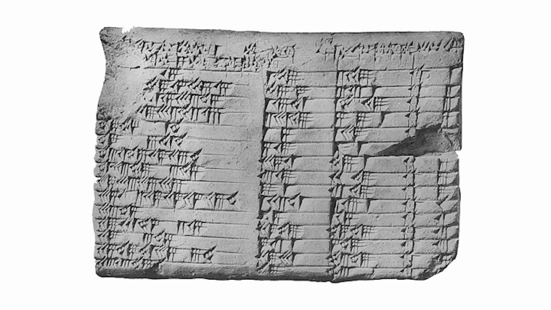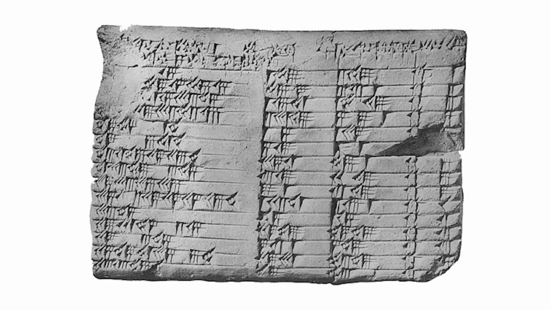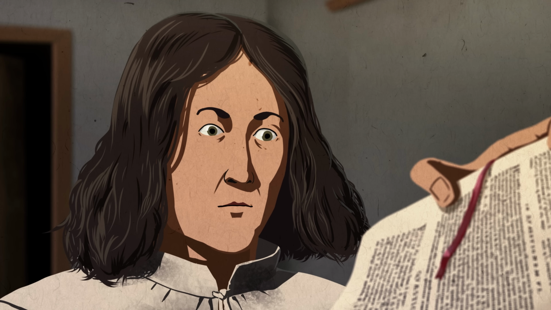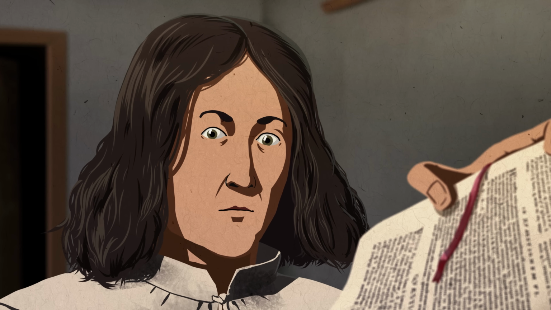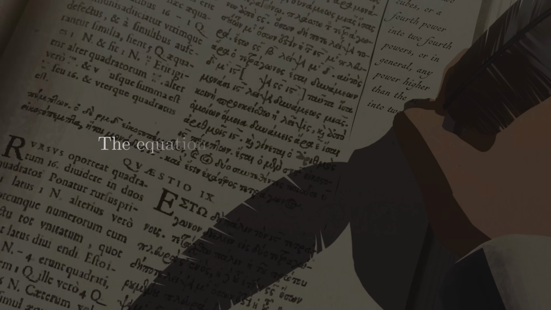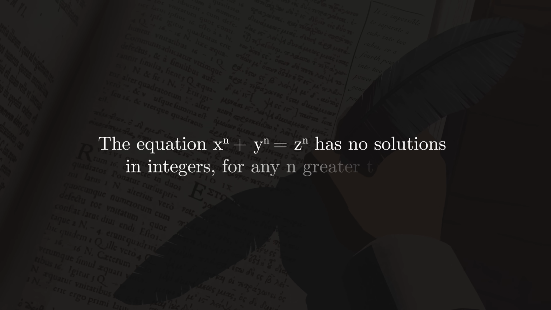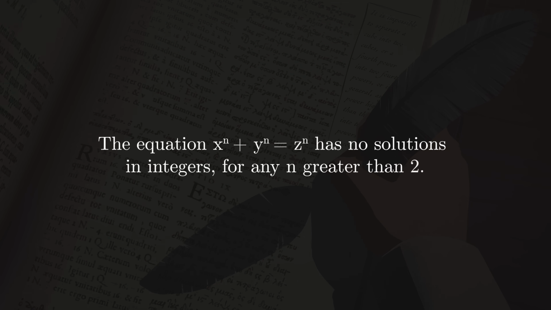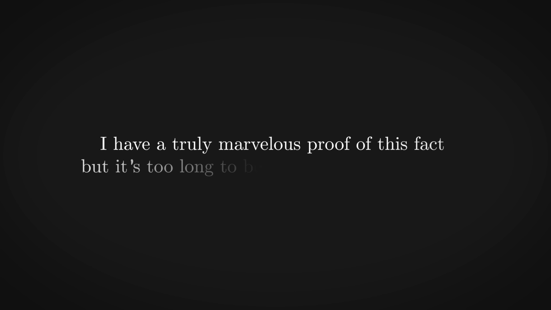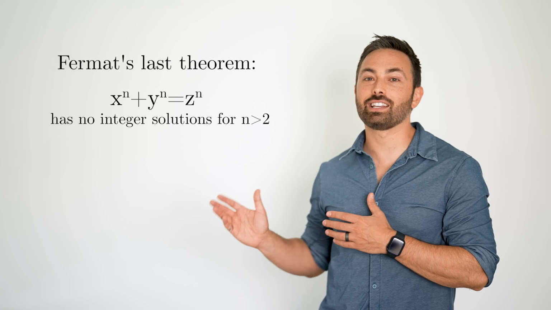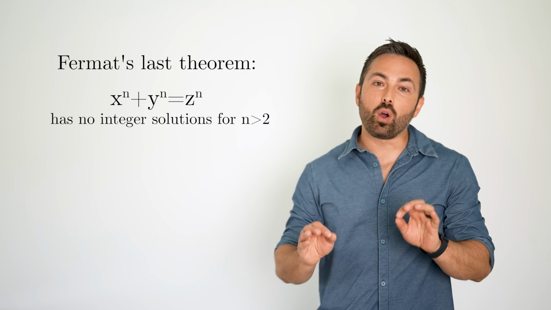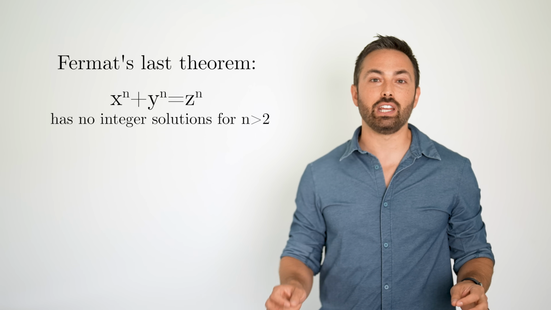Right next to Diophantus's discussion of the Pythagorean theorem, Fermat writes a statement that will go down in history as one of the most infamous of all time. The equation x to the n plus y to the n equals z to the n has no solutions in integers for any n greater than 2. I have a truly marvelous proof of this fact, but it's too long to be contained in the margin. Fermat's last theorem, as this became known, would go unproven for 358 years.